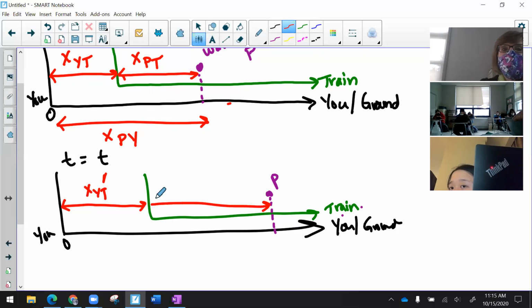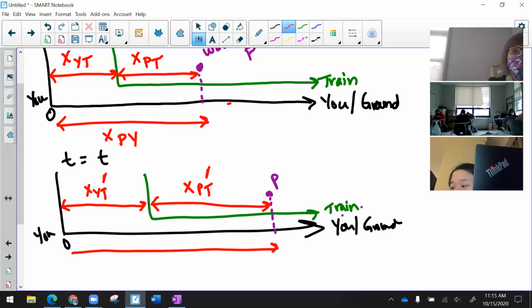And then this from the back of the train to the person is going to be X person with respect to the train prime. And then there's going to be X person with respect to you, and again, there's going to be a little prime symbol there just to show that it's changed. It probably goes after the X. It really kind of goes on top of the subscript, but I would do X prime and then the subscripts if you were typing it out.